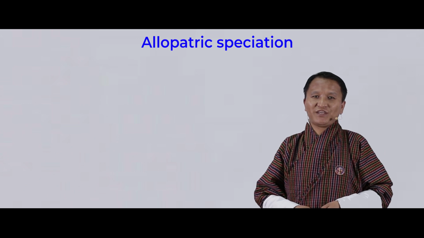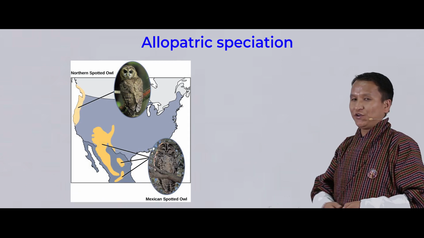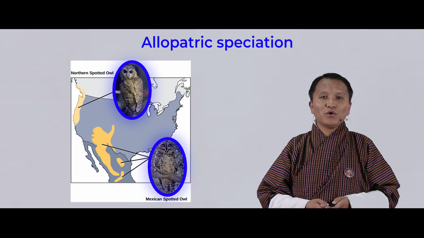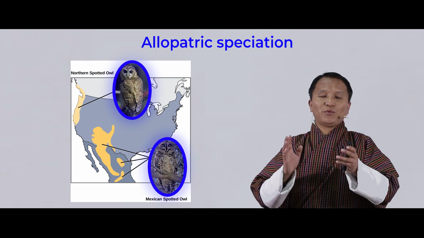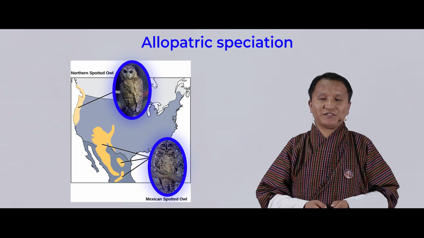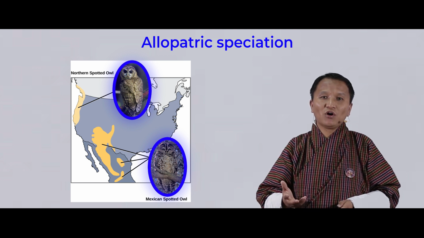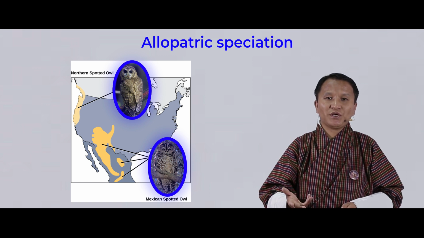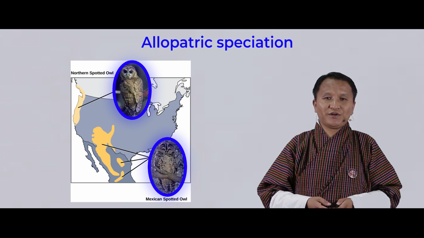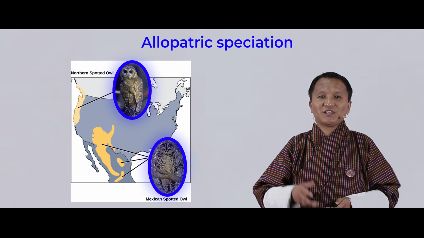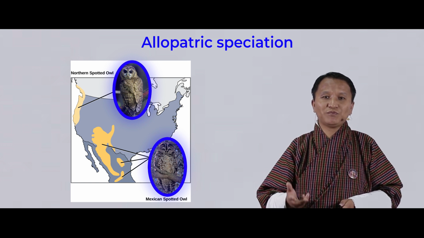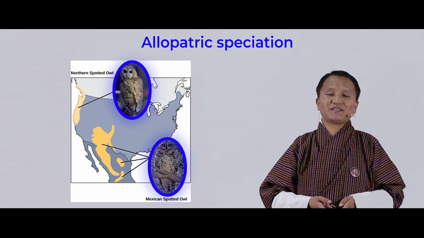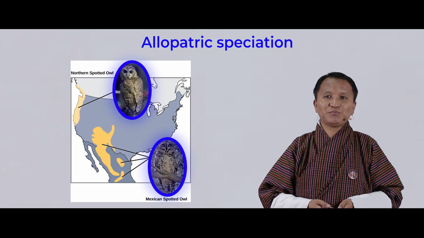Let us now look at the example of the two types of owl here, the northern spotted owl and the Mexican spotted owl, which are found on the west coast of United States. They initially belong to the same population. They were the same species. But because of the geographical barrier, today you find that the genetic composition and the phenotype of these two owls are different. And this is an example of allopatric speciation.